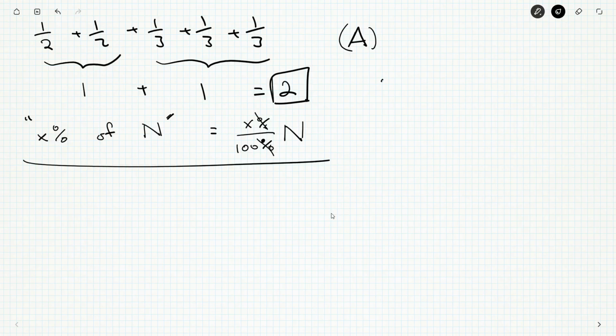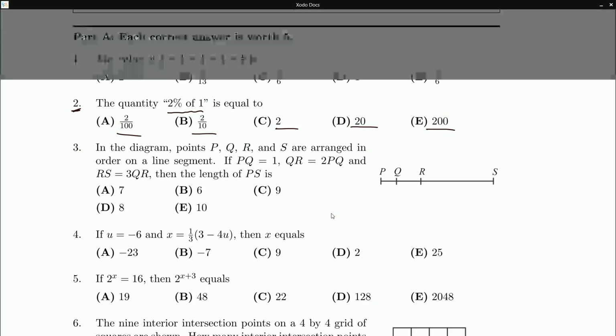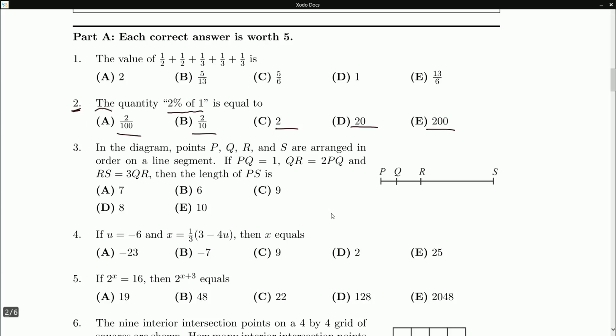So in this question, what have we got? 2% of 1 is going to be 2% out of the total 100% times 1, which is the number that represents the total. Okay, so the units cancel out. Multiplying by 1 never does anything. We've got 2 out of 100, which I believe, just like in the last video, is A. Let's just go back and double check that. Yes, it's A right there.